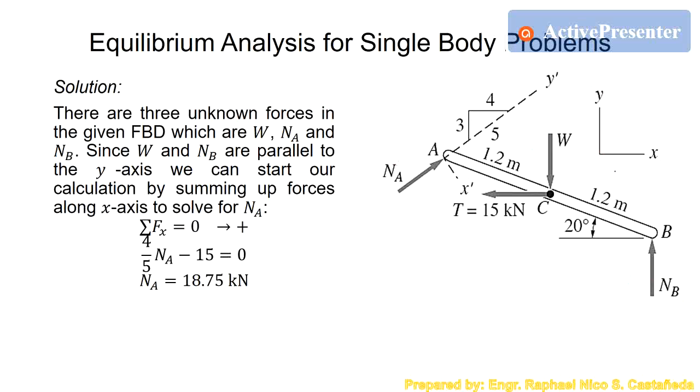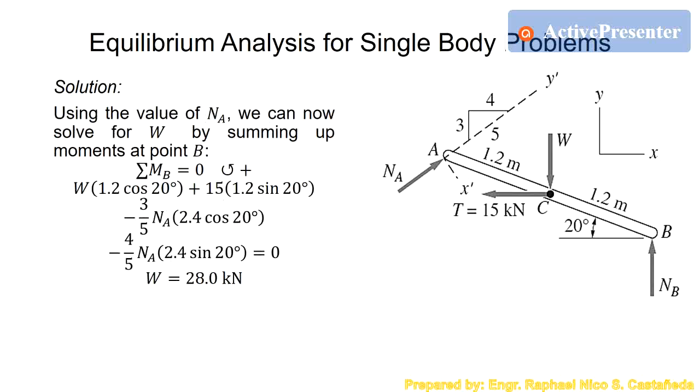So if we use the other equation, which is summation forces x equals 0, these two right here will not be included in the solution. So we can now solve NA. Summation forces x equals 0. We have, going to the right for NA, that is 4/5 of NA. Then going to the left for the tension force, which is negative 15. So we will get NA. Next, using the value of NA, we can now solve for W.